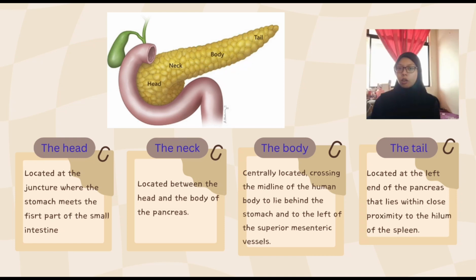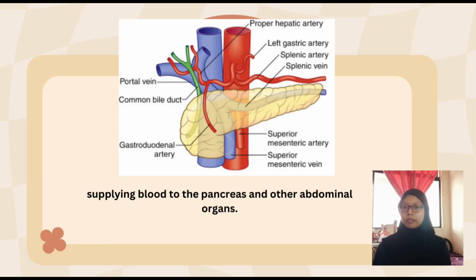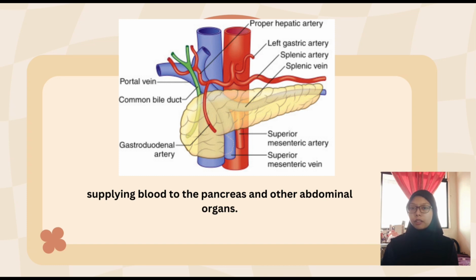The thin end is called the tail and extends to the left side. The tail is located at the left end of the pancreas and lies in close proximity to the hilum of the spleen. It is contained within the splenorenal ligament with the splenic vessels. This is the only part of the pancreas that is infraperitoneal. Several major blood vessels surround the pancreas: the superior mesenteric artery, the superior mesenteric vein, and the portal vein, supplying blood to the pancreas and other abdominal organs.